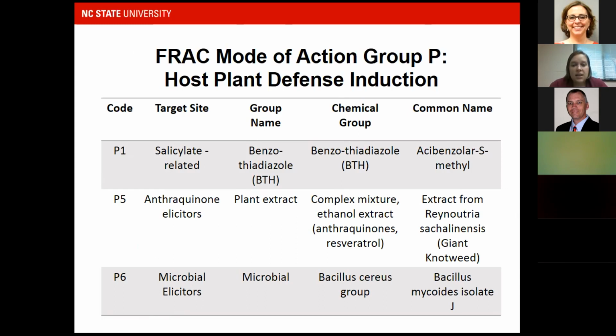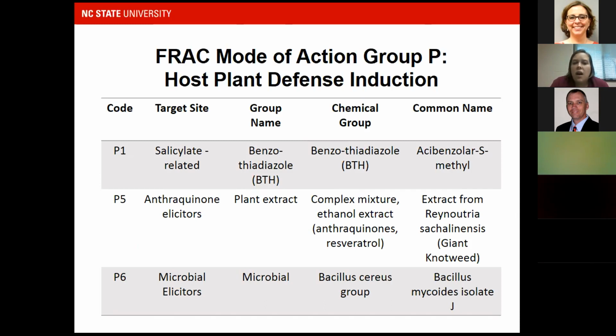But the idea behind these products is that they might give the plant a boost or activate some of its defense genes. So the idea is you could maybe apply this product and then the plant's defenses would be woken up, and then it might be better able to withstand the disease.